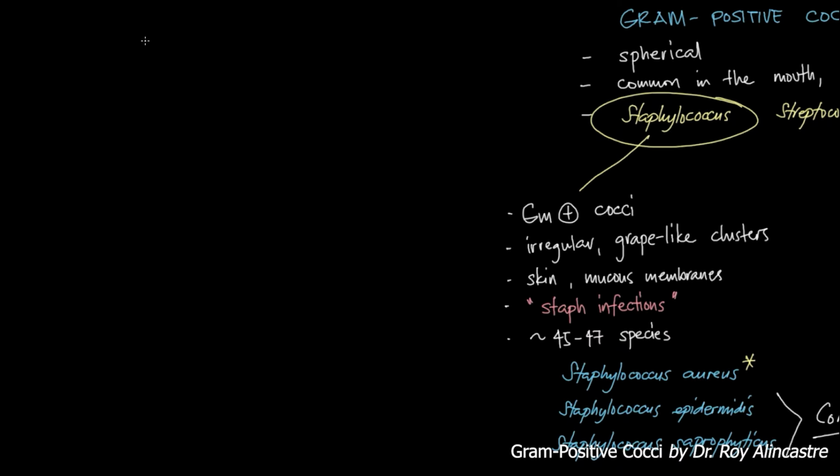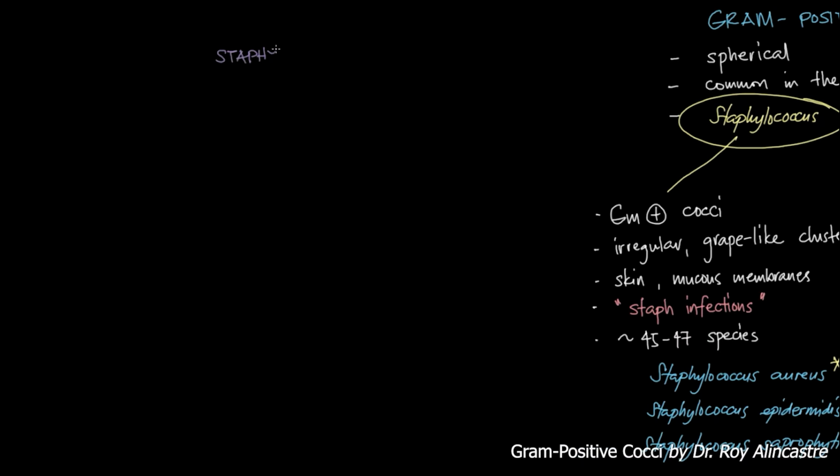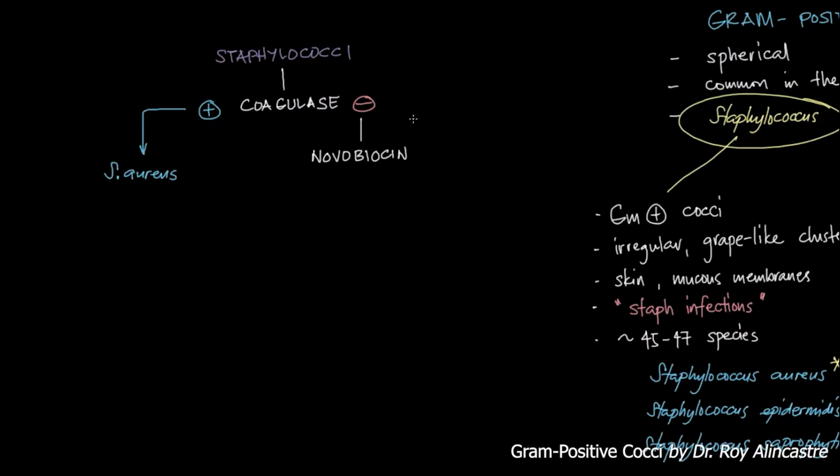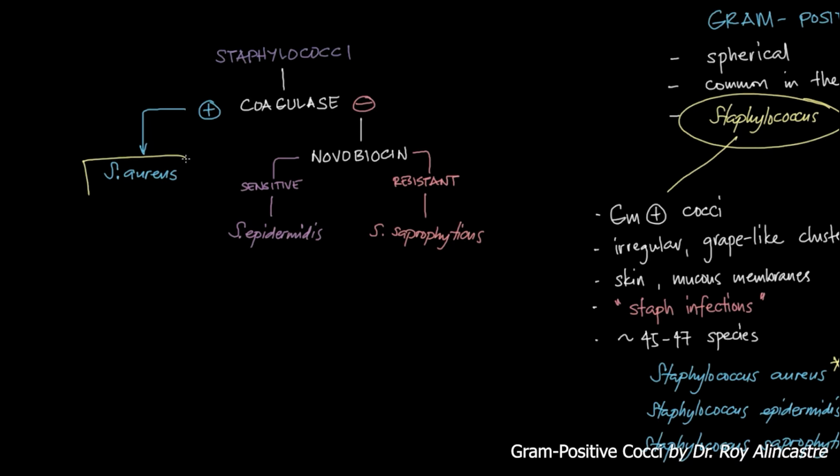So in summary, staphylococci can be tested for coagulase. Coagulase positive is Staph aureus. If coagulase negative, we can do novobiocin sensitivity. Staphylococcus epidermidis is novobiocin sensitive, and Staph saprophyticus is novobiocin resistant.